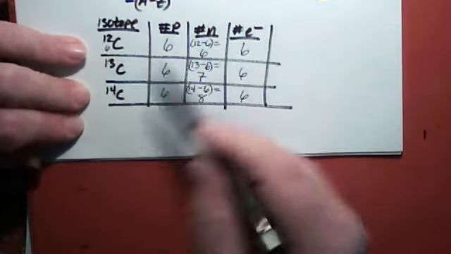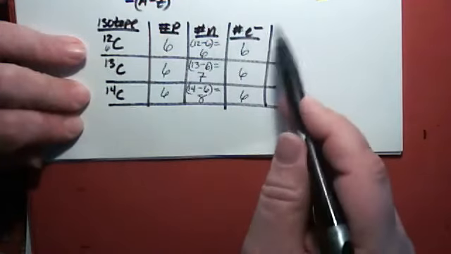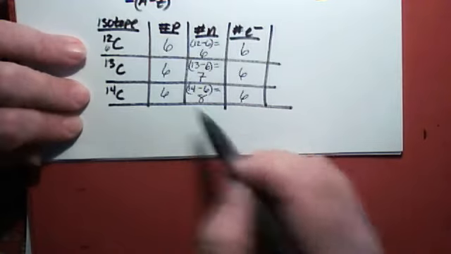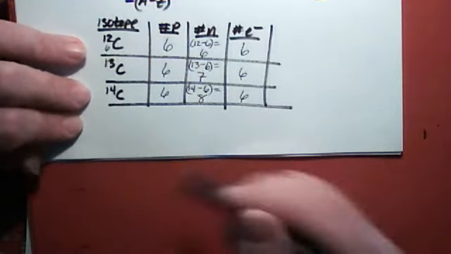So carbon atoms all have the same number of protons, all have the same number of electrons, but they have different numbers of neutrons, which is responsible for their different weights.